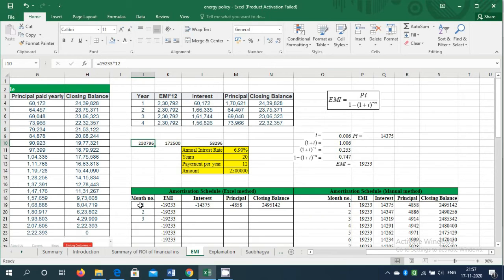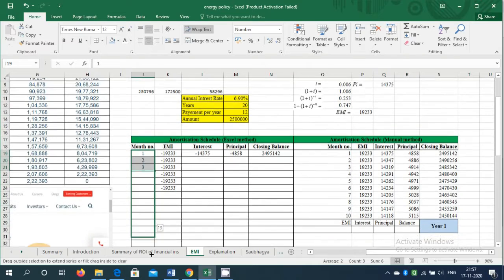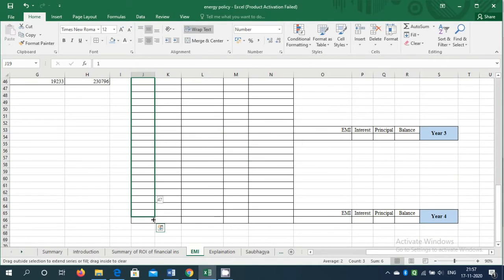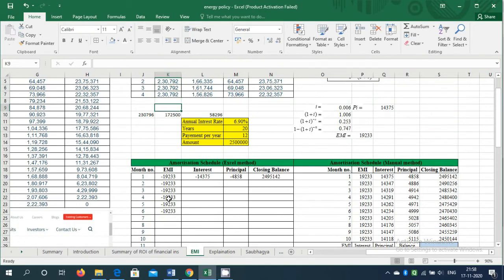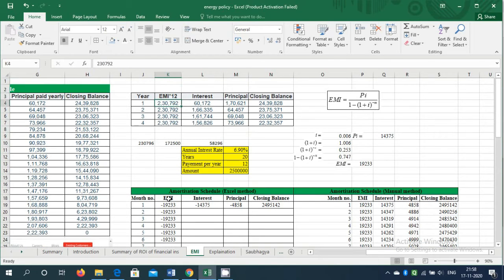So what we have to do now is calculate this for the whole 48 months, or for 12 into 20, that is 240 months, but for the illustration I will be using only the 4 years, and after that we'll check whether these values are correct or not. So what is happening over there, if you see over here, this interest is not remaining the same, like 14,375, then after it is coming 14,347, 14,319.